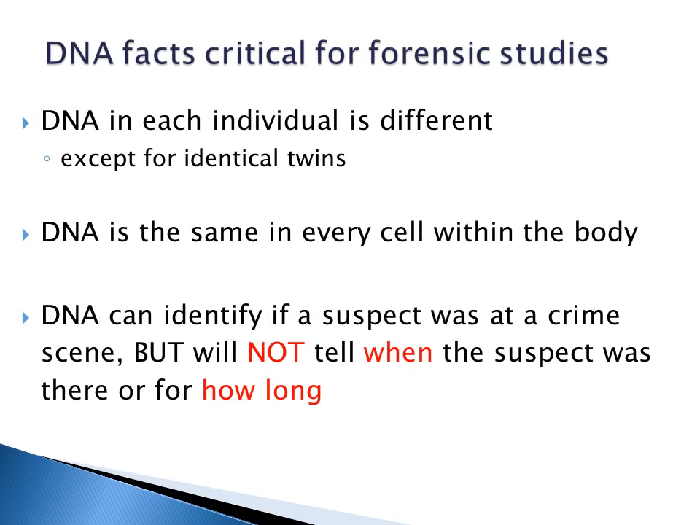DNA is different from every other individual except for identical twins, and we've already discussed that, and you know that a person's DNA is the same in every single cell. So DNA from a white blood cell in the blood is the same as DNA in the skin as well as in the semen. DNA can identify if a suspect was at a crime scene, but it cannot tell when the suspect was there or for how long a suspect may have been at a crime scene.